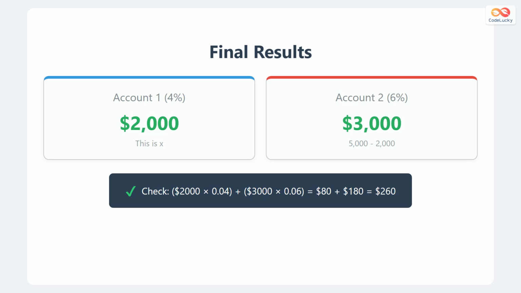Now we can state our final answer. Since x was the amount at 4%, we have $2,000 in that account. The remainder, $3,000, is in the 6% account. If we check our math, the total interest adds up perfectly to $260.